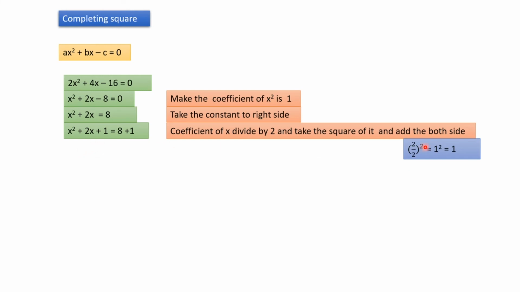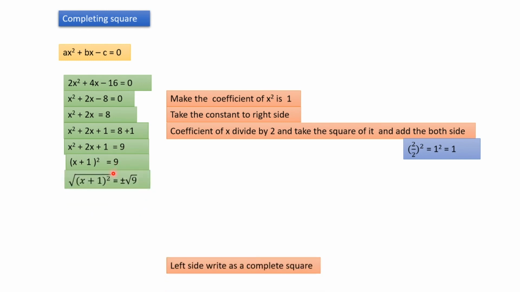And it is 1. Look at this 1. So I have to add 1 to both sides. Both sides you have to add, because this is an equation. You can't just add here. It is unbalanced. In an equation, you add to the right side as well as the left side. So next line you can see 8 plus 1 is 9. Then x plus 1 squared equals 9.